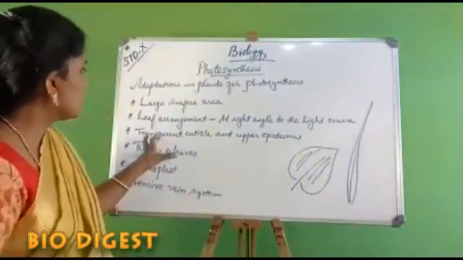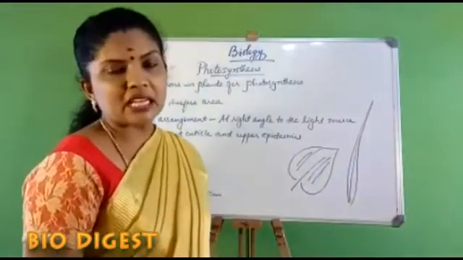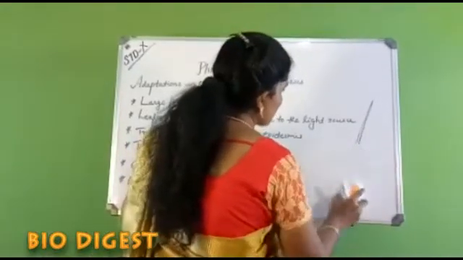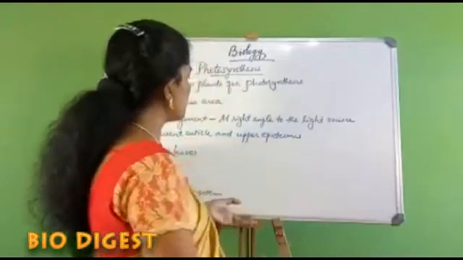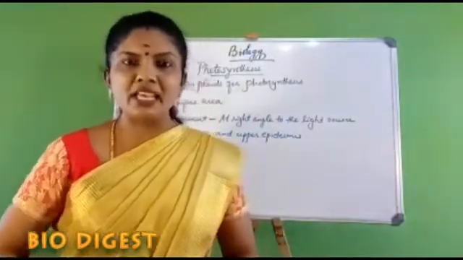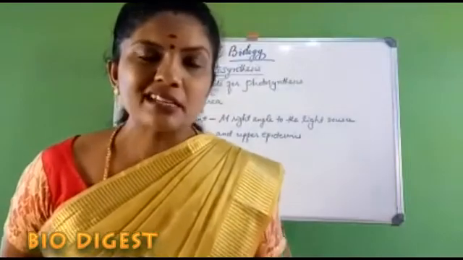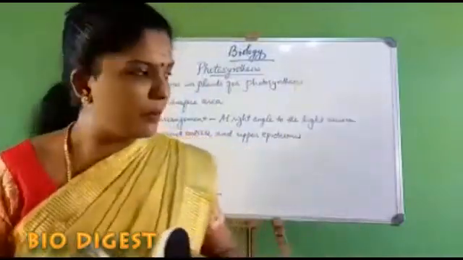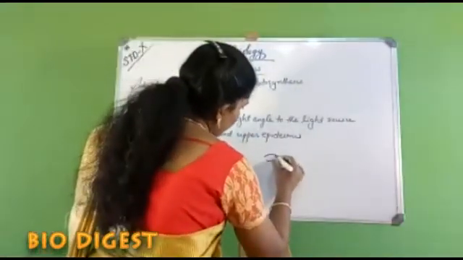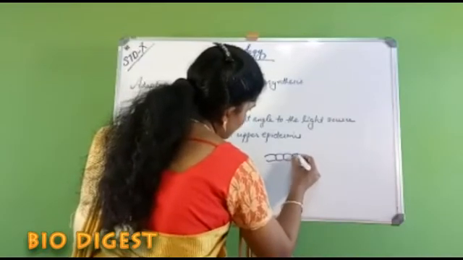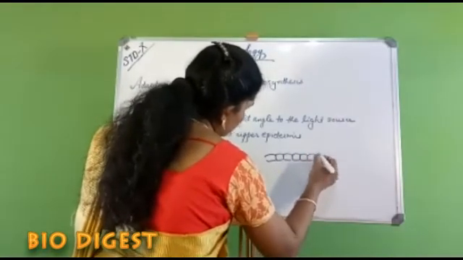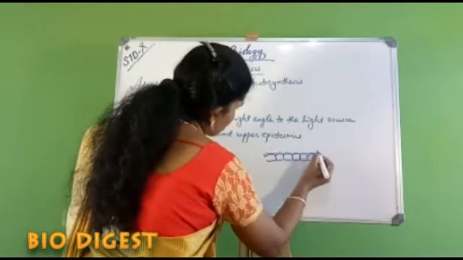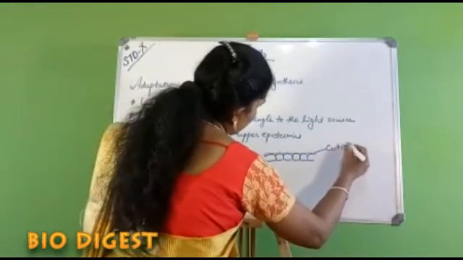Now coming to the next, transparent cuticle and upper epidermis. What is cuticle? In one of the previous chapters we have come across this particular term. Cuticle is actually a waxy layer that is secreted by the epidermis of the leaf. A waxy coating will be present. This is the epidermis. Epidermis means the outermost layer of the cells like this. Barrel shaped cells. There will be a waxy coating secreted above this layer like this. This is what is called cuticle.